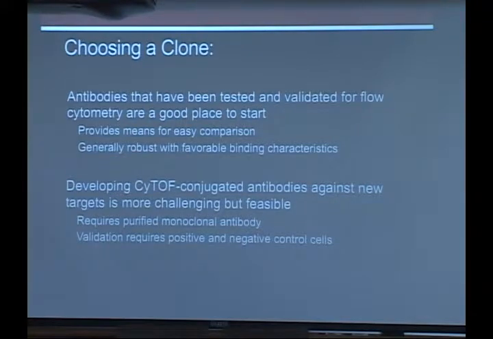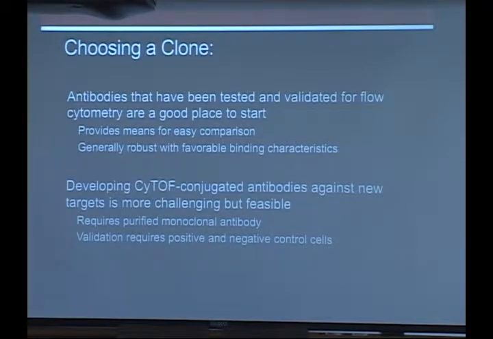This provides a really nice and easy means to compare the binding characteristics of that antibody after you've labeled it, since you can use the same reagent on a fluorescence-based cytometer as a primary conjugate. And it also generally means that the antibody species you're working with is robust and has pretty favorable binding characteristics for the types of assays that we're interested in using them for.